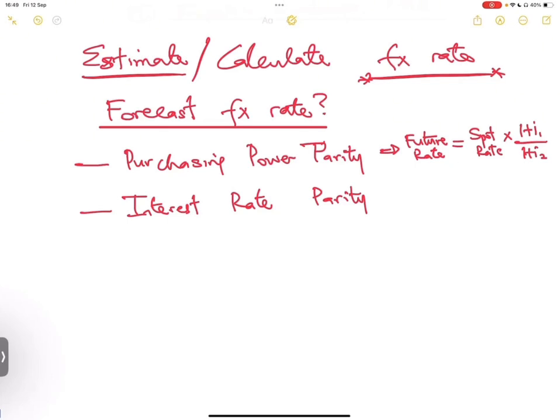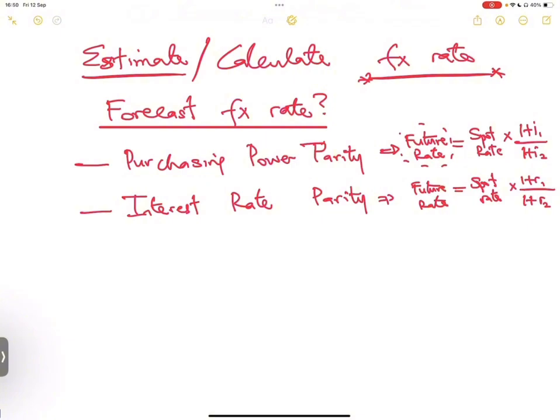So with this method, you can estimate your future exchange rate. And if you want to use interest rate parity, depending on the information available in the question, if it's about the real rate, it's still the same formula: spot rate multiplied by 1 plus the real rate in the first country divided by 1 plus the real rate in the base country. So these two methods will always help you to forecast your exchange rate.